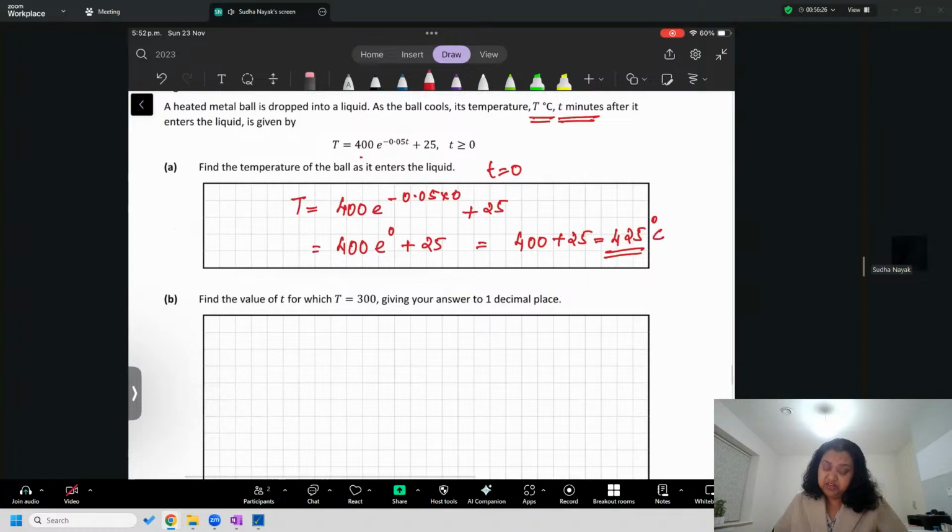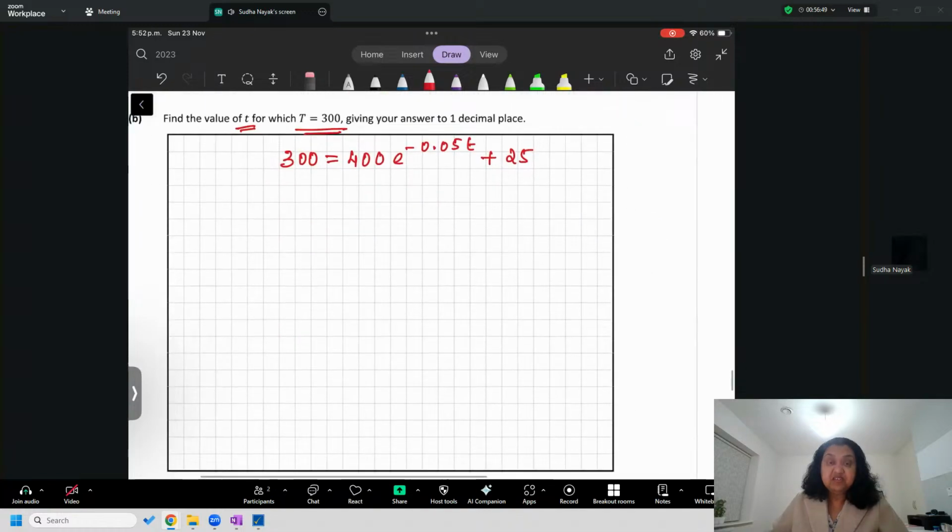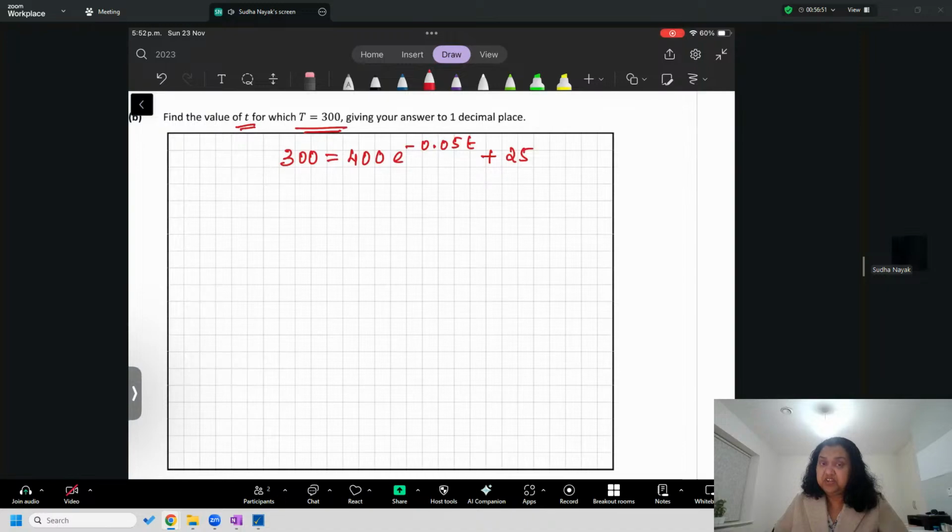Now the next question. Find the value of t for which T is equal to 300. Here it is pretty straightforward because they have given T as 300 and you have the formula, you just need to know how to substitute it. So I can write 300 is equal to 400 e to the power of minus 0.05 t plus 25. Then it is just simplification, and this kind of simplification is quite common, so you need to know it. You bring the 25 to this side, so 300 minus 25 is equal to 400 e to the power of minus 0.05 t.